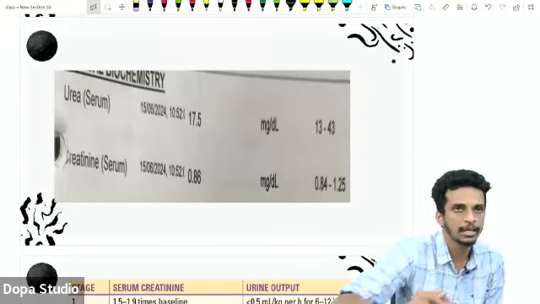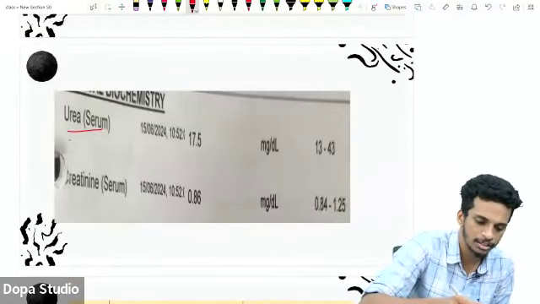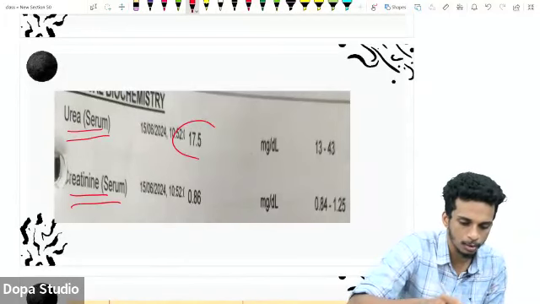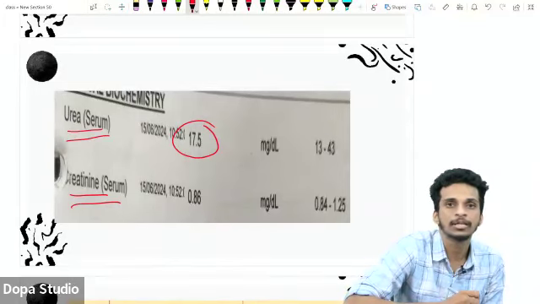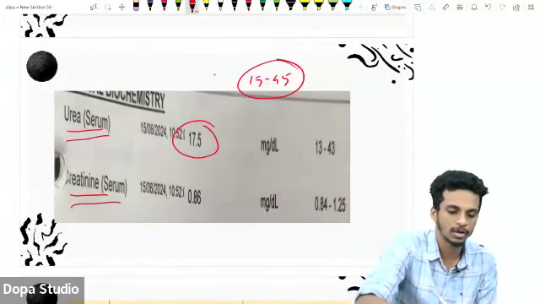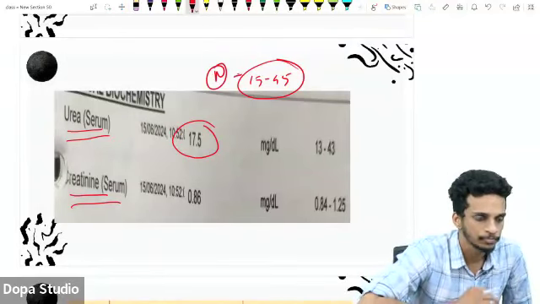But before that, let's see a normal renal function test. This is a normal renal function test, again from my hospital. This is the value of urea. This is the value of creatinine. Here urea is 17.5. Usually the value of urea ranges between 15 to 45. That's the normal value of urea.